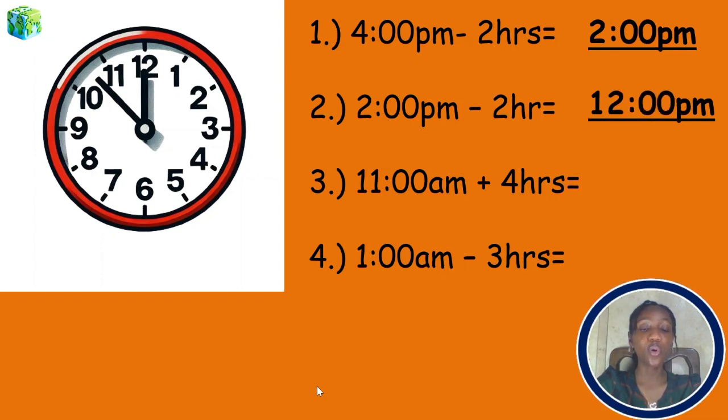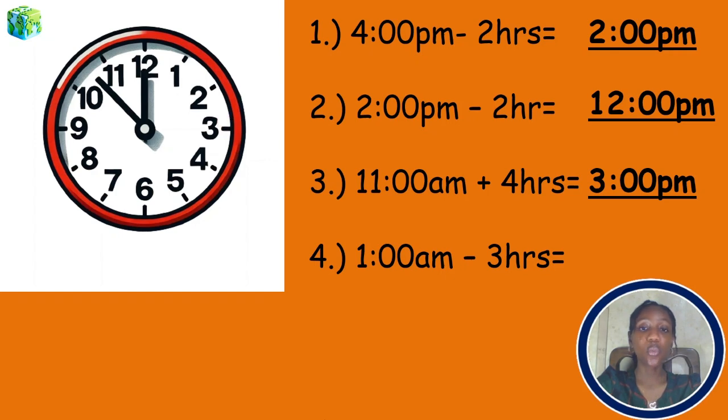11 a.m. plus 4 hours. Normally 11 plus 4 would be 15, which would have been correct if we were using 24-hour time. But in 12-hour time, we just need to move 4 spaces forward from 11. 1, 2, 3, 4. And that would be 3 p.m. The a.m. changed to p.m. because we moved past 12. So we moved from 11 a.m. to 3 p.m. So we are crossing over from morning to afternoon.